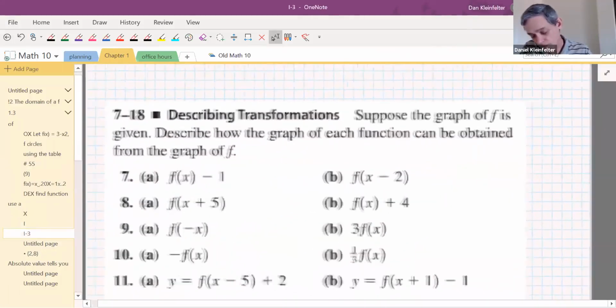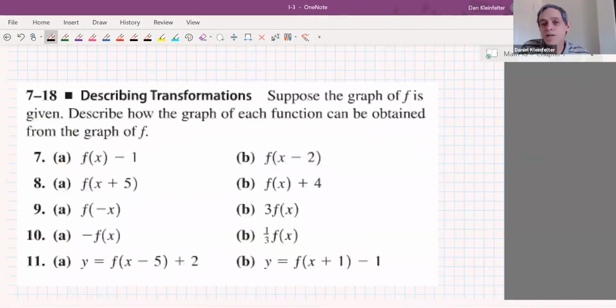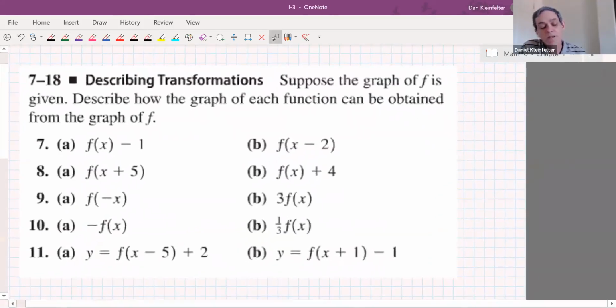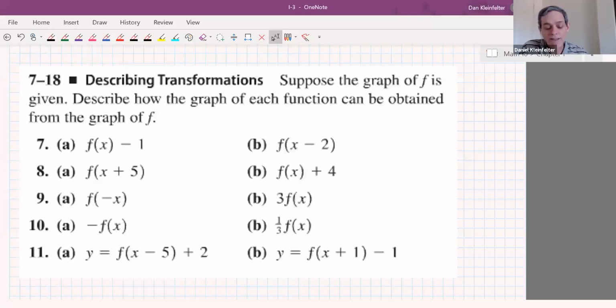All right, so that was a bit about even and odd. What we want to do next is look at a couple of examples where we just determine what transformations were applied to a graph based on the formula. So here it says, suppose that the graph of f is given. We are to describe how the graph of each function can be obtained from the graph of f.